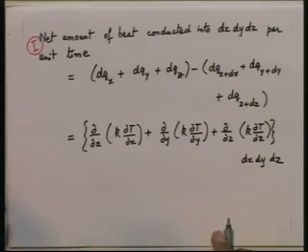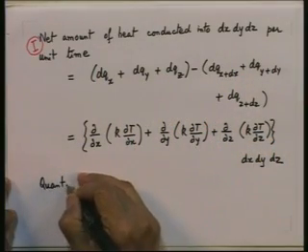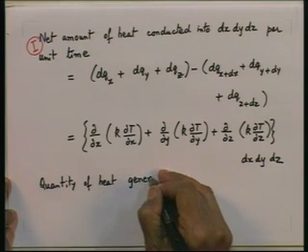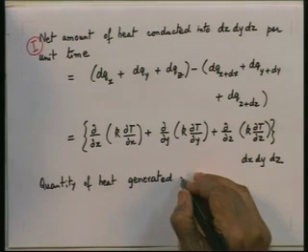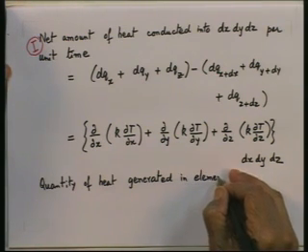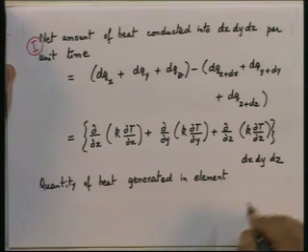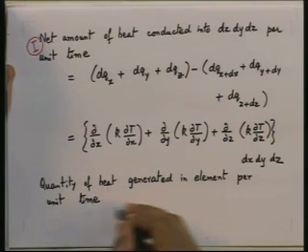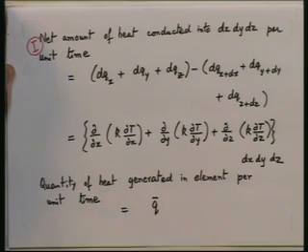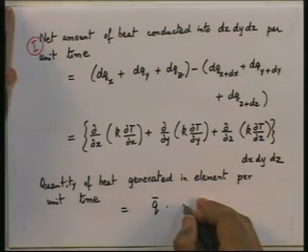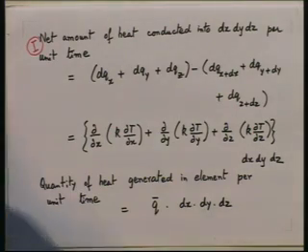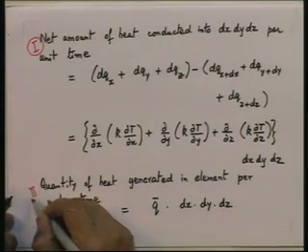Now, the rate at which heat is being generated per unit time, quantity of heat generated in element per unit time, will be equal to Q bar, which is the heat being generated per unit volume, multiplied by the volume of the element dx dy dz. Let us call this expression 2.